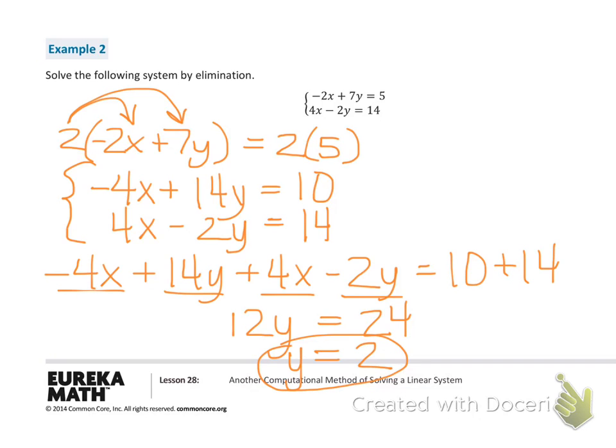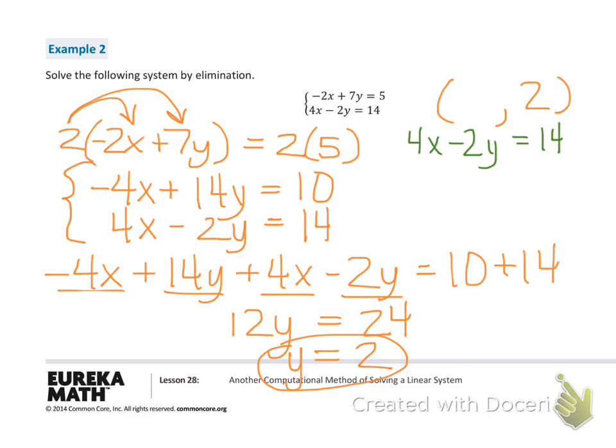Okay, so my y-coordinate is 2. Okay, don't put it for the x. We've solved for y now. So now we want to go back and see what x would be. And we can do that again by choosing either equation to do that. So I think I'll choose the second one. So I've got 4x, let's get a different color here so you can see what we're doing. I've got 4x minus 2y is equal to 14.